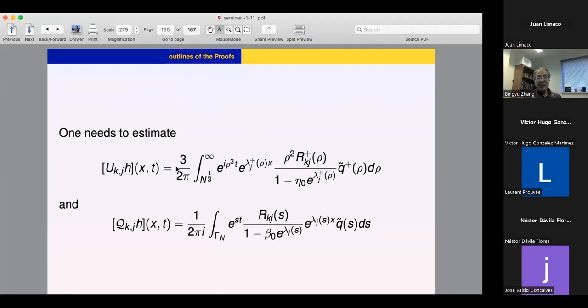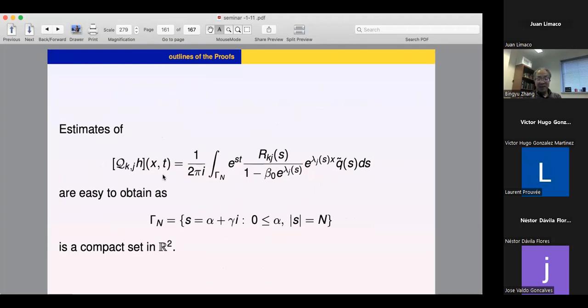We only need to estimate the integral representation like this. First, for the estimate of this part, this is an integral over a compact domain. Of course, in fact, this integral as a function of x and t is infinitely smooth. There's no trouble at all, so the estimate of this one is almost trivial, because gamma n is a compact domain in the plane.